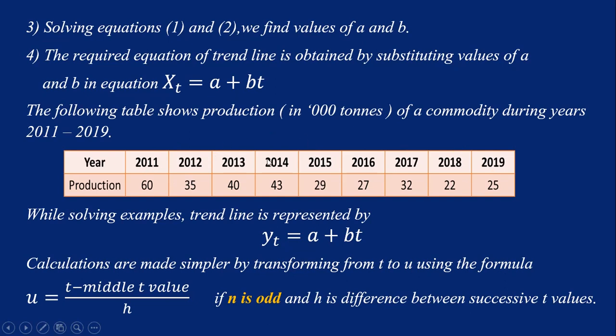1, 2, 3, 4, this is the fifth, and 1, 2, 3, 4. So the middle observation is 2015. So the middle t value is 2015. Here for this middle t value we substitute 2015 and we take h as 1, and instead of t we now use u. It is used to make the calculations simpler. I have taken this only as an example. We will discuss it in our next example.